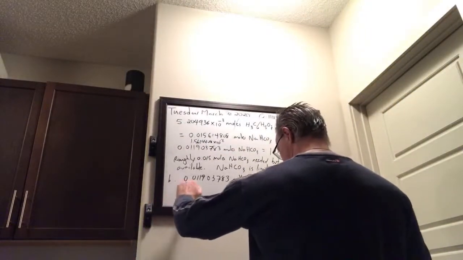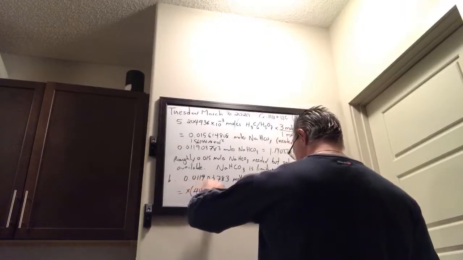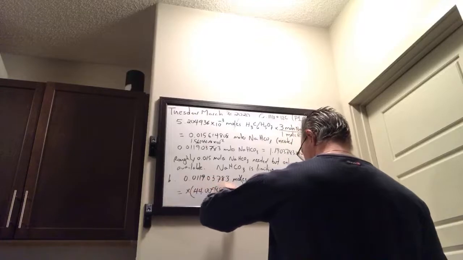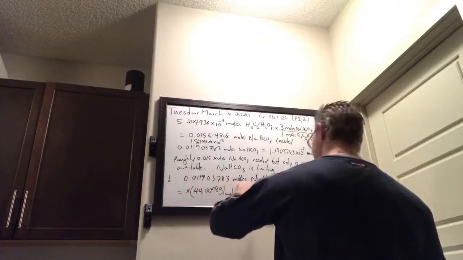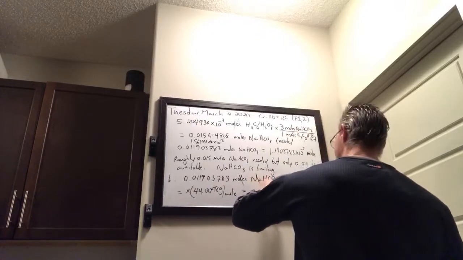Multiply that by the molar mass of carbon dioxide, which is 44.0098 grams per mole, and the answer is 0.524 grams of CO2 after sig figs, obviously.